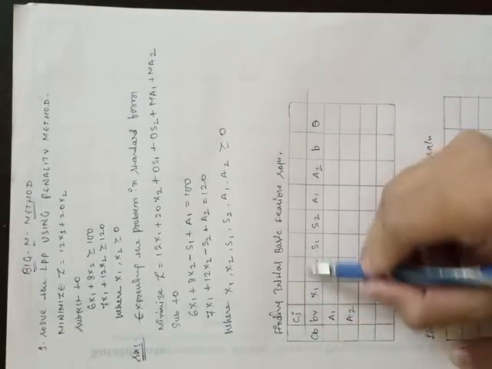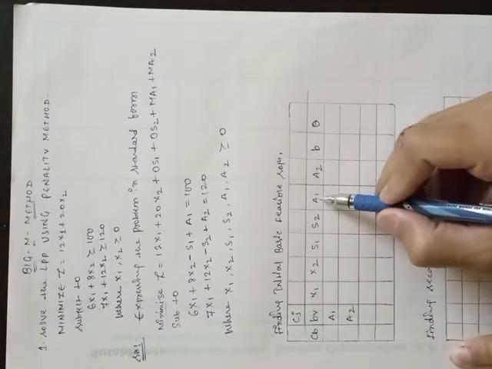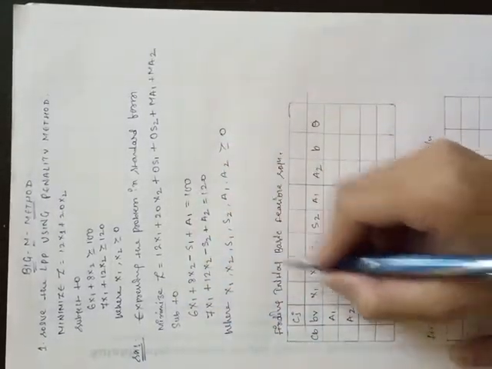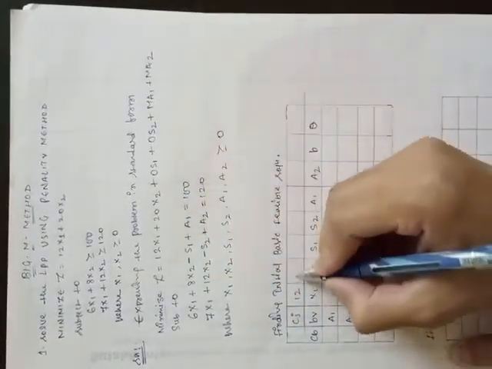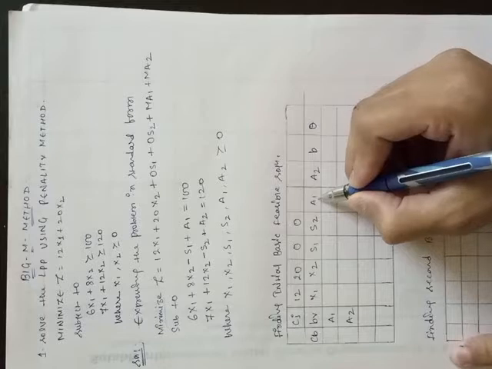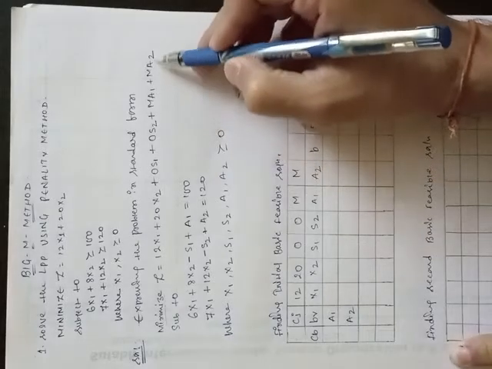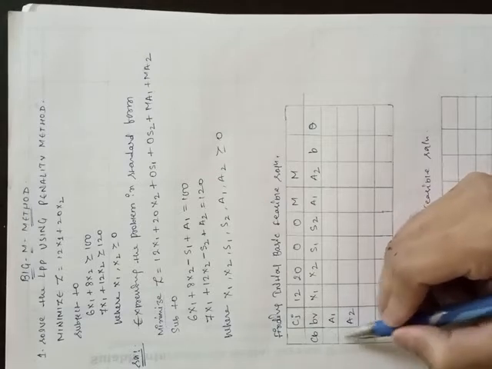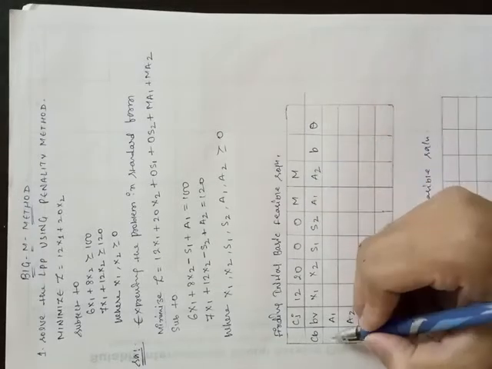Now in the Cj row, we write the coefficients of the variables from the objective function. So the coefficient of x1 is 12, x2 is 20, s1 is 0, s2 is 0, a1 is M, a2 is M. Again in the CB column, write the coefficients of a1 and a2, which are M and M.